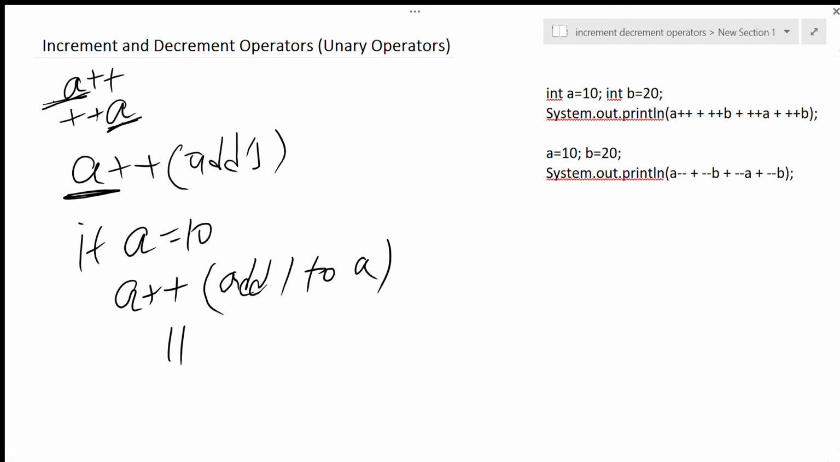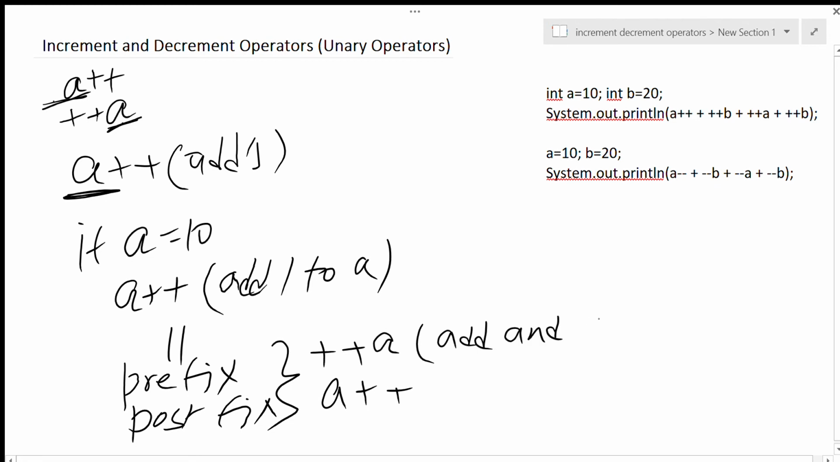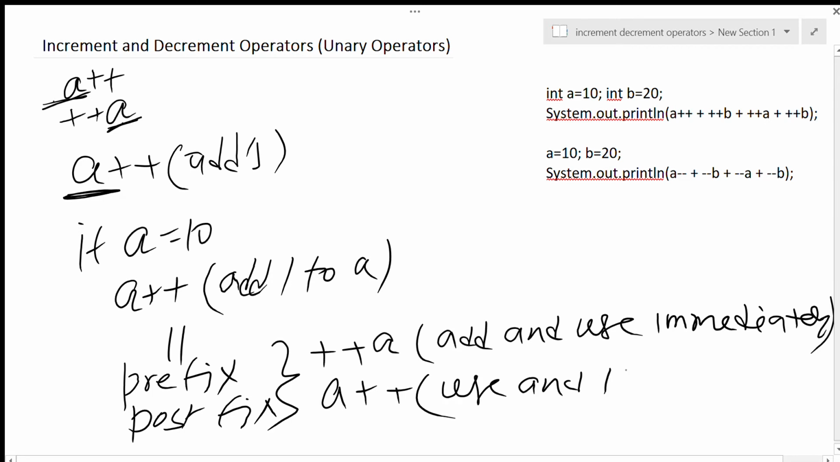It has little tricks in it because there are two types of operators like this. One is prefix and the other one is postfix. Prefix is plus plus a and postfix is a plus plus. Prefix means add and use immediately. Postfix means use and then add.